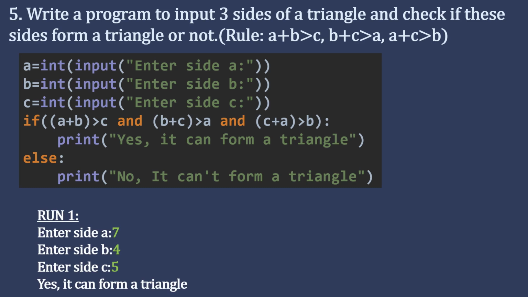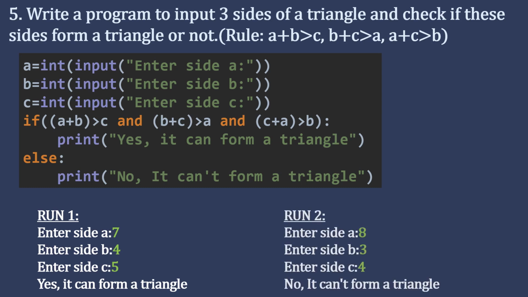So once you run the program, let's say the sides entered are 7, 4 and 5. Then you can see, yes, it can form a triangle. That means any two sides' sum is greater than the third side. In the second run, let's say the sides are 8, 3 and 4, then it will print that it can't form a triangle. Why? Because the sum of 3 plus 4 is 7, which is less than 8. It's not satisfying the condition, so it will print that it can't form a triangle.